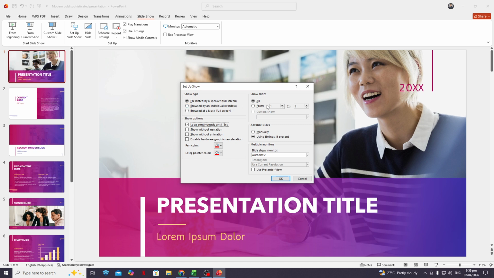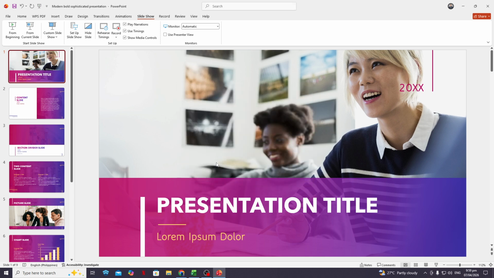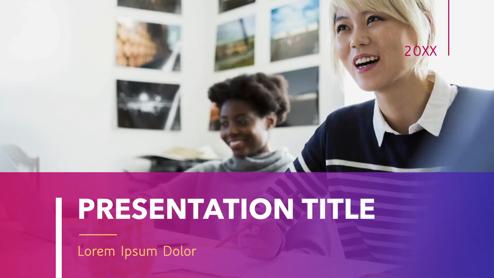Once you've chosen your settings and turned on looping, click OK to save those changes. To test it, return to the Slideshow tab and start your presentation from the beginning. Let it run all the way through to confirm that, when it reaches the last slide, it jumps back to the first slide and continues playing smoothly.